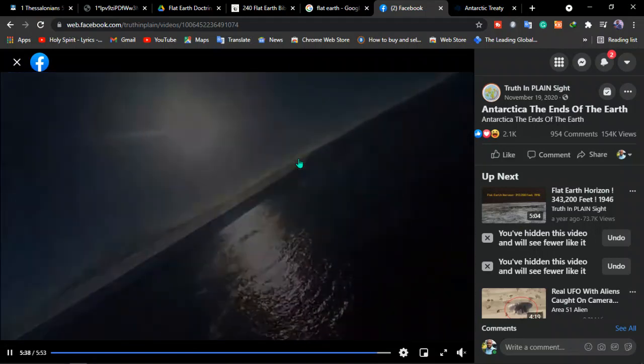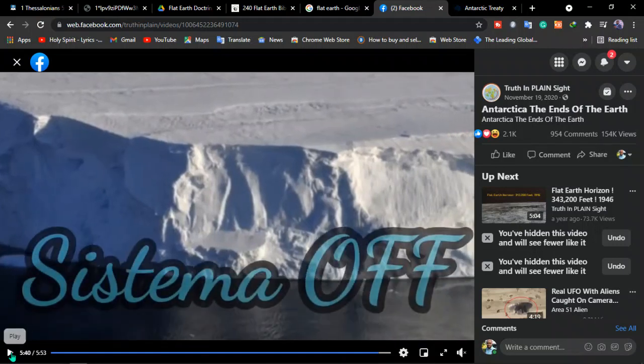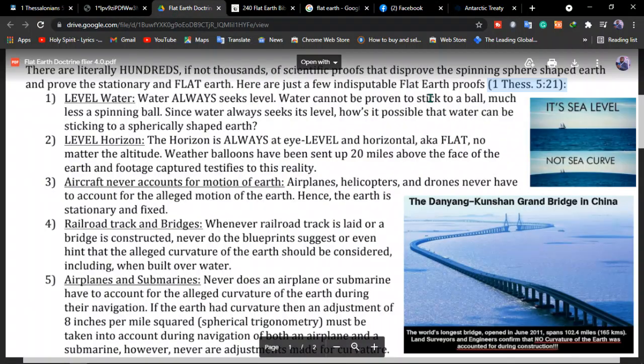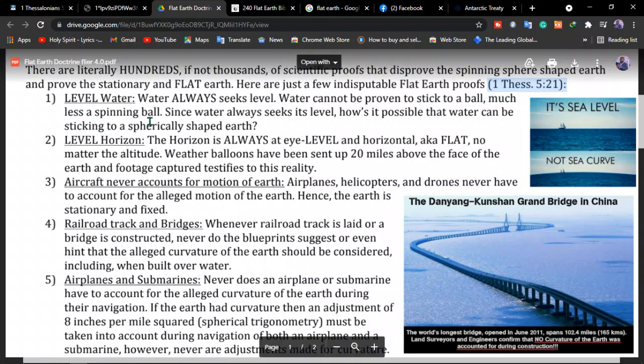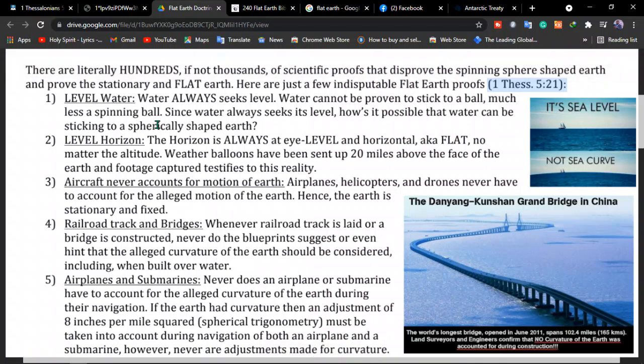Okay. So now, having said that, let's come back here. All right? Let's look at the water levels. Okay? We understand that water always seeks its level. Water cannot be proven to stick to a ball. It does not stick to a ball, much less a spinning ball. How can you talk about the oceans? They are sticking on a ball which is spinning.